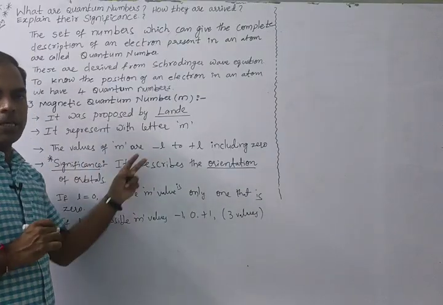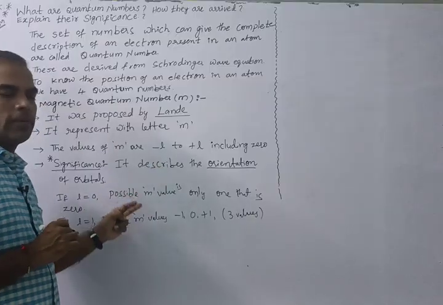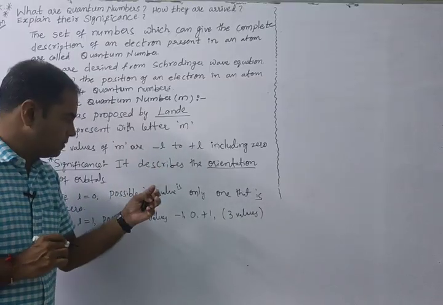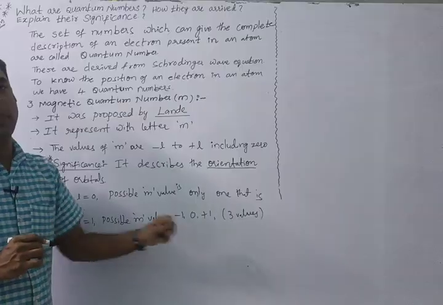If L value is 0, the possible m value is also 0. L value 1, the possible m values are 3. What are the 3 values? Minus 1, 0, plus 1.